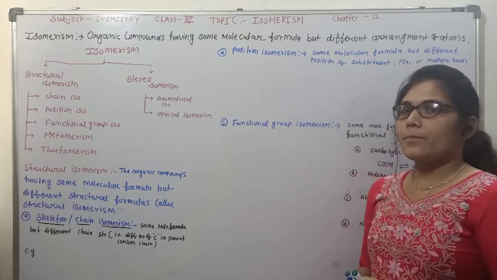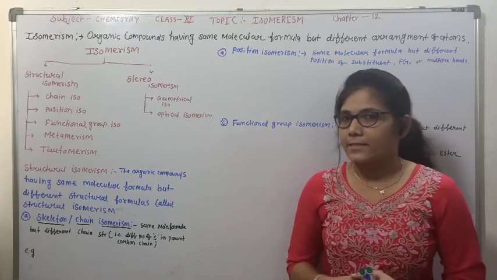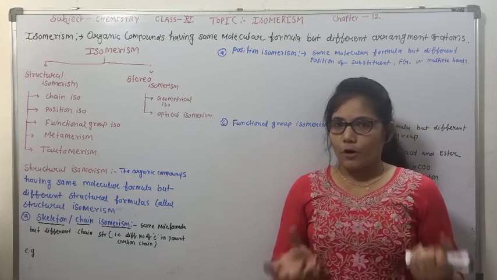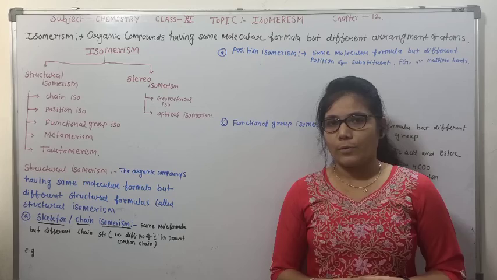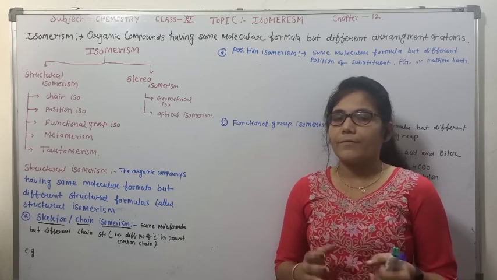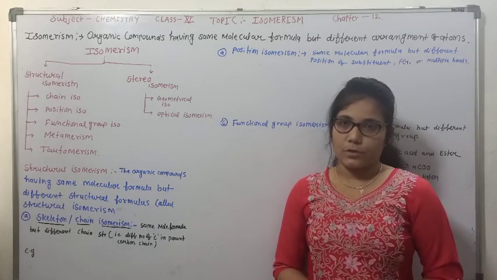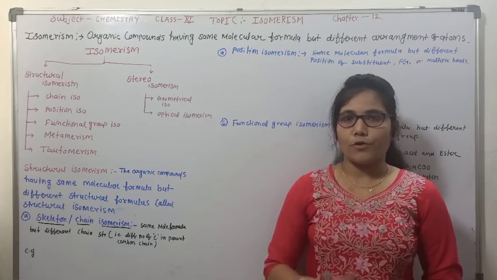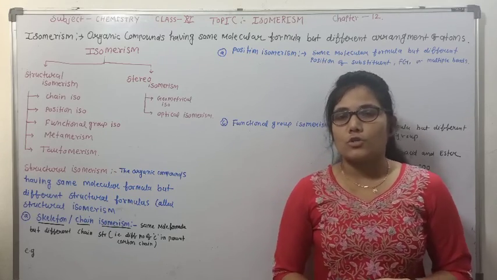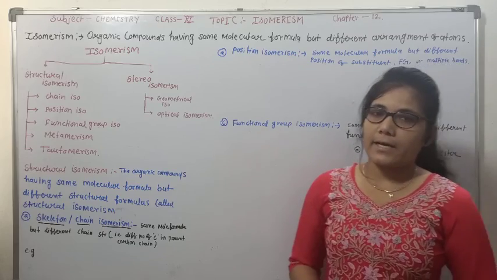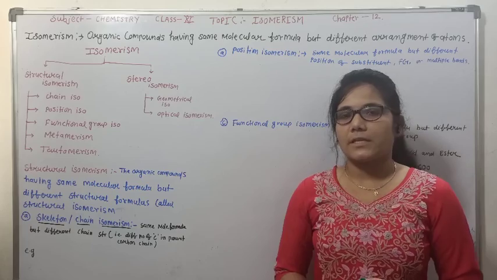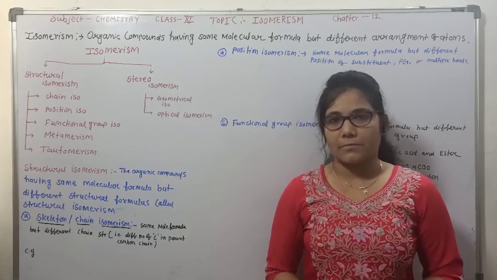Isomerism, this term you have already used in class 10. Isomerism means that a molecular formula is represented by different arrangements of atoms. That is, we can draw different structures for one molecular formula. So isomerism is defined as the phenomenon in which one molecular formula is represented by different arrangements of atoms.